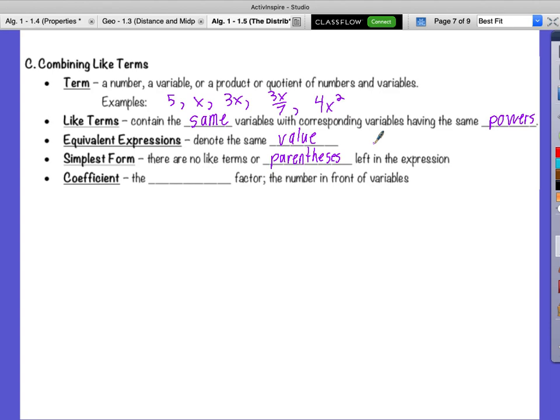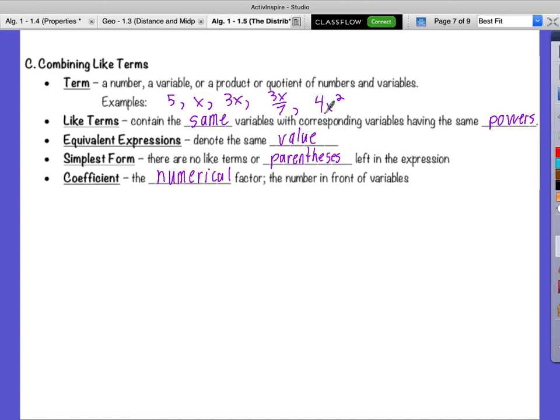Okay? Coefficient. Coefficient is the numerical factor. It's a number, the number in front of variables. So up here in our examples, what's an example of a coefficient? What's the number in front of the variable? 3. The 3 is the coefficient of 3x. Here, what's the coefficient? 4. Just 4. It's the number there, okay? Questions on that?